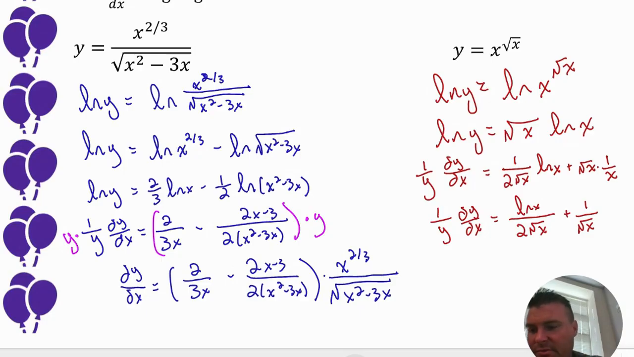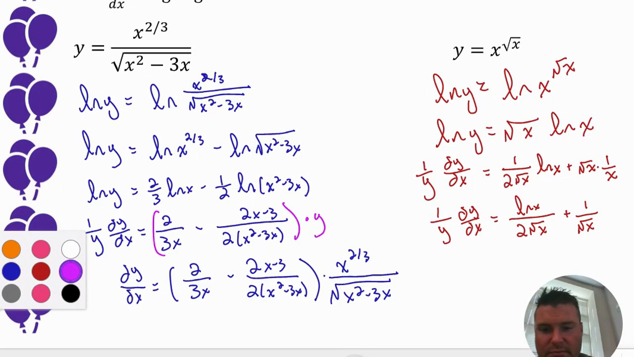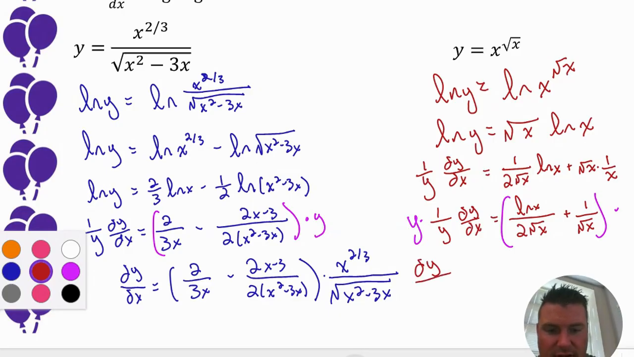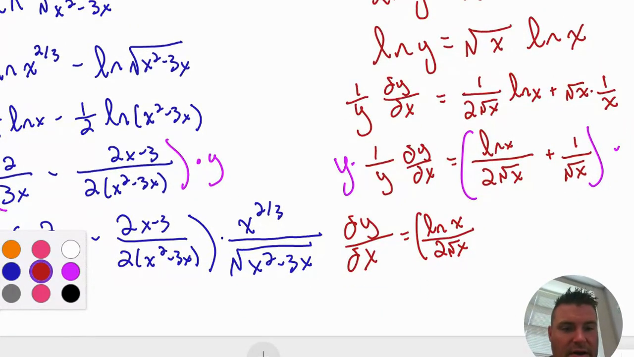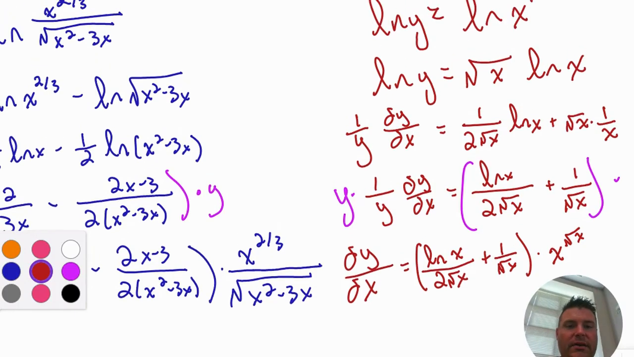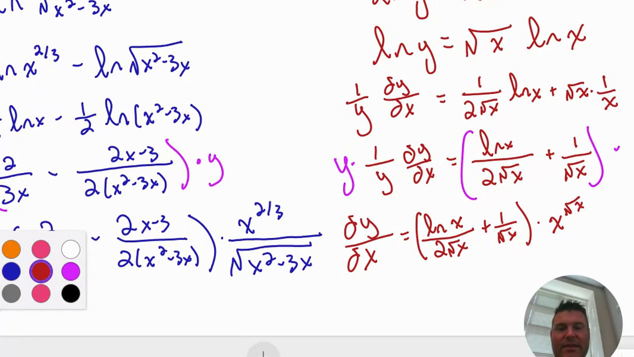Now I'm going to multiply both sides by y, and I will actually write down the final answer as it comes. So dy dx equals this ln of x all over 2 root x. Actually, I'm going to have to zoom in here to fit this thing in here. Plus 1 over root x times y, which was my x to the root x. Wow, what an ugly answer that is, but hey, that's what we got to do here.